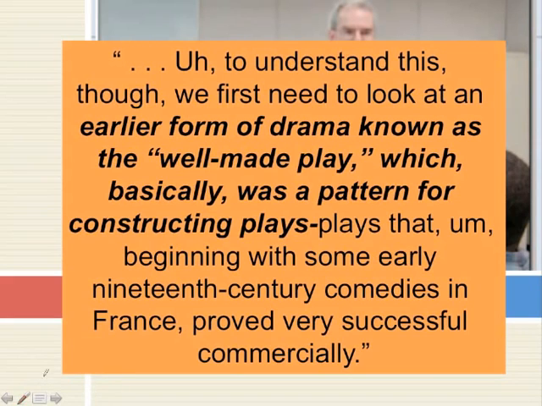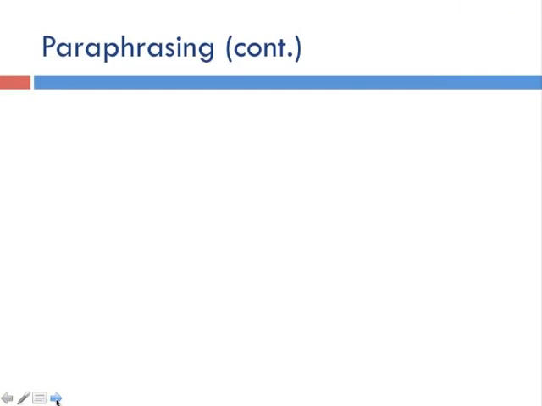Now, see right away, notice we get this sort of contrast. So in order to understand the previous idea, we first need to look at this idea. And then notice how the professor uses a definition signal, an earlier form known as, and then uses other words to clarify it, which was, and a play that. So again, these are the common ways that professors are going to give information in a lecture format.